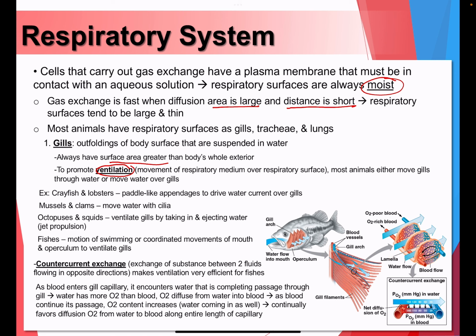So water tends to have more oxygen than blood, hopefully, or else they would go into a hypoxic state, not enough oxygen. So water should have more oxygen than the blood, just like how air should have more oxygen than our blood. So oxygen will then diffuse from the water into the blood, and as blood continues throughout its passage through each of these capillary beds, the oxygen content will increase as it moves through the passage. Same thing with the water coming in as well. So this sort of gradient of concentration is what continuously favors the oxygen moving from the water to the blood throughout the entire length of the capillary.